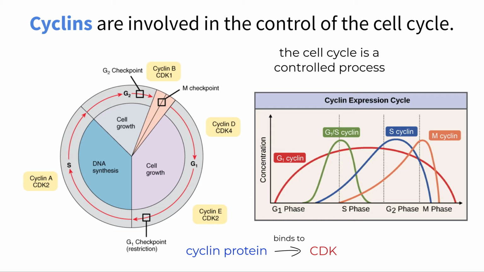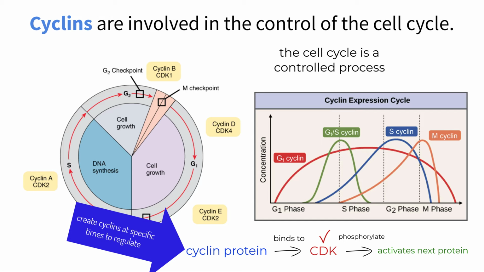When the CDK becomes activated, it can phosphorylate another protein molecule, which means it literally adds a phosphate group to it, making that molecule activated. This molecule will then go on and perform an action that allows the cell to complete a stage of the cell cycle. So cells can regulate this process by creating specific cyclins at specific times. We can see peak levels of cyclins at different points in the cell cycle, meaning they are regulating it.